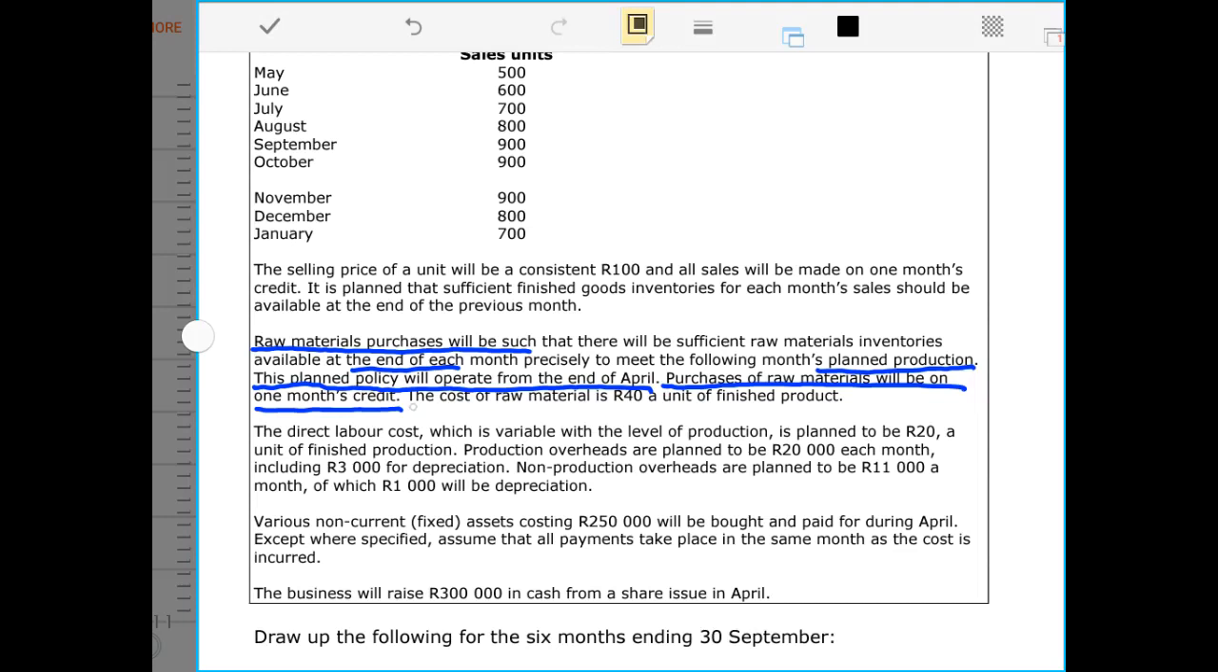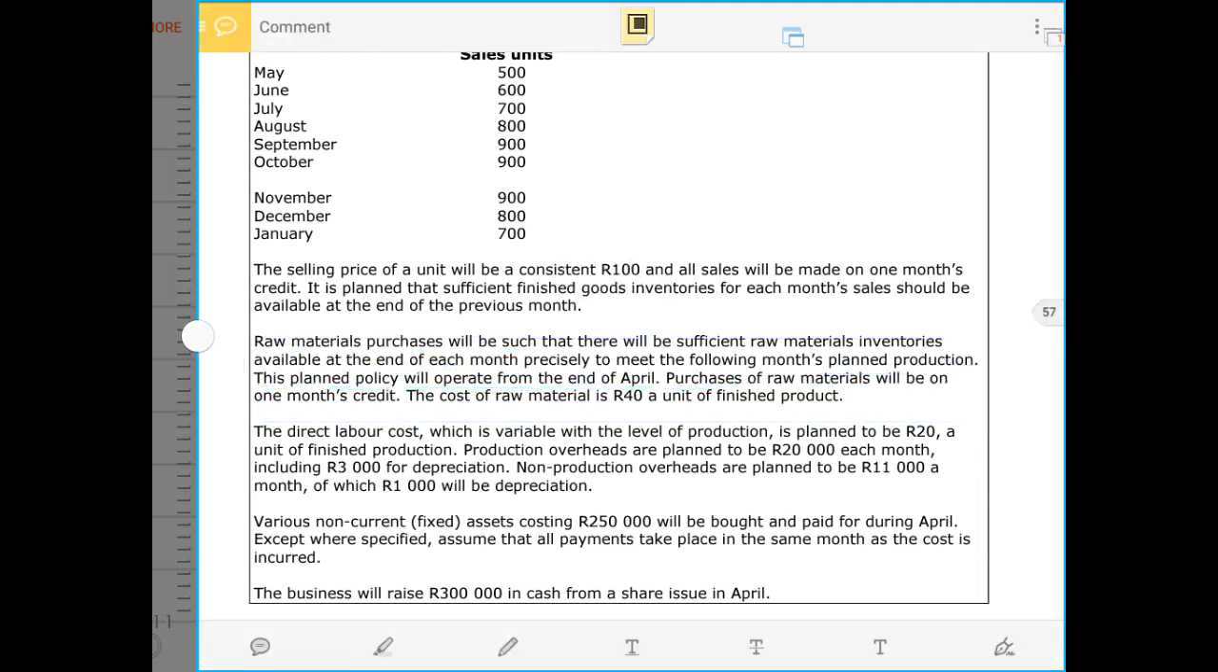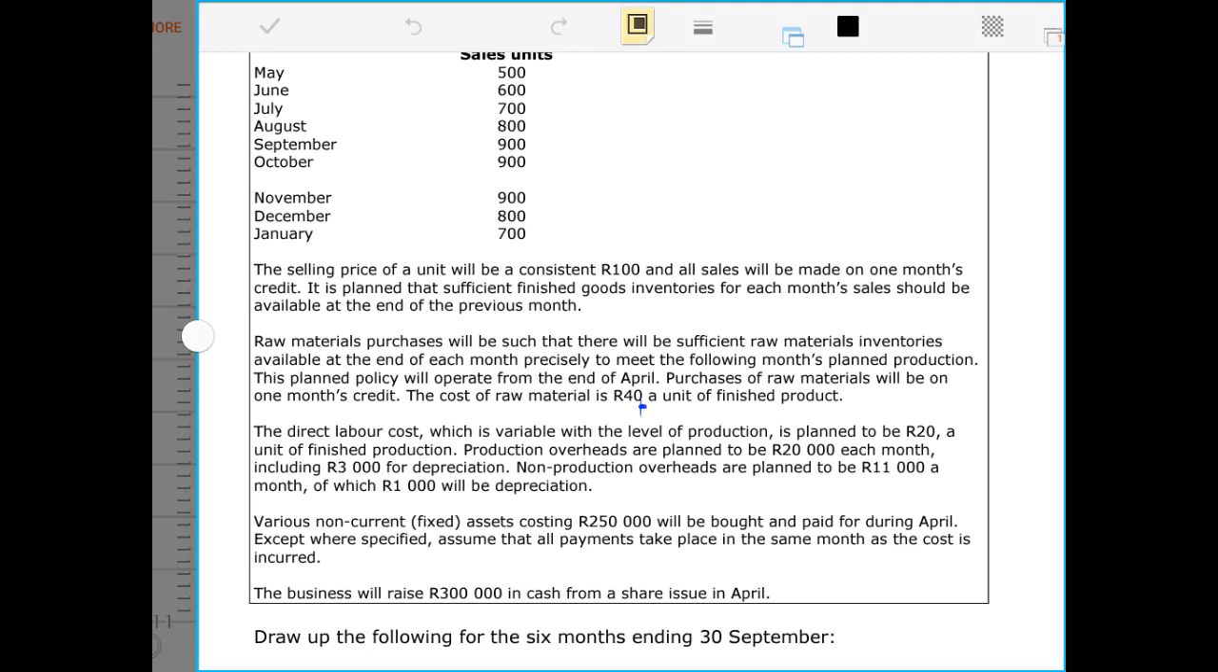Then after it says the cost of raw material is 40 Rand a unit. And take note that the 40 Rand is a unit, 40 Rand a unit. That means we don't need to know how many kgs are needed per unit. It is already per unit of a finished product. So now we'll multiply all the finished product by 40 Rand to get to the raw material cost in total.